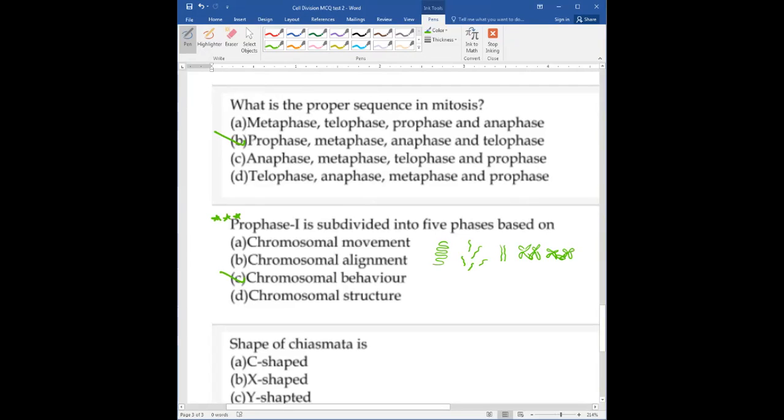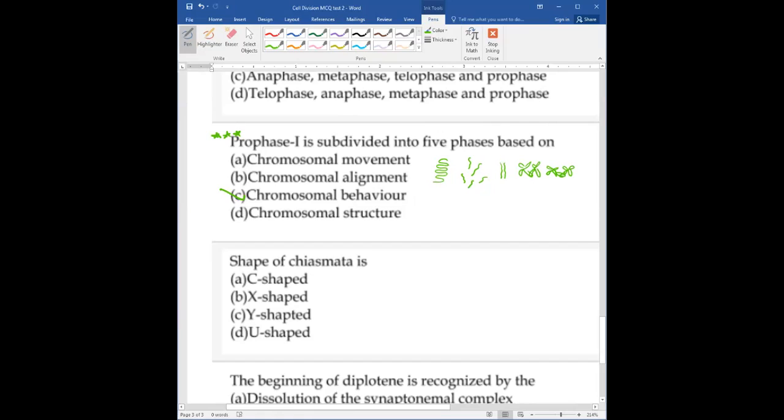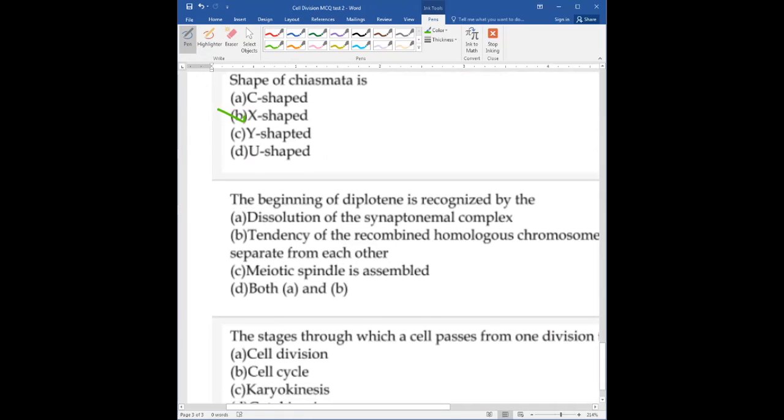Okay, now the shape of the chiasma is, yes, what do you think, guys? Yes, it is always going to be X-shaped chiasma. Okay, next question is for Arshia. The beginning of diplotene is recognized by something very, very important. We just now said. Okay, so let's try to see.